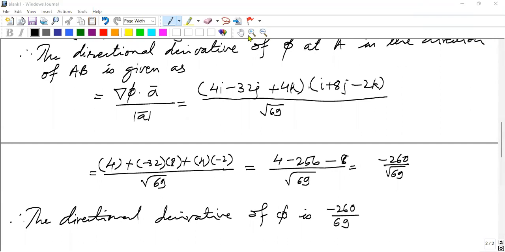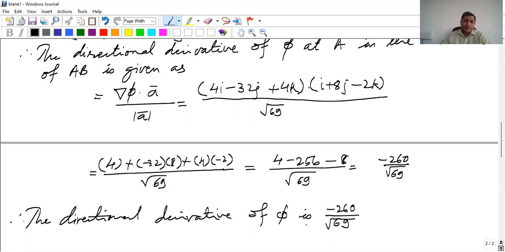Sir, it should be root 69. Root of 69. Okay.